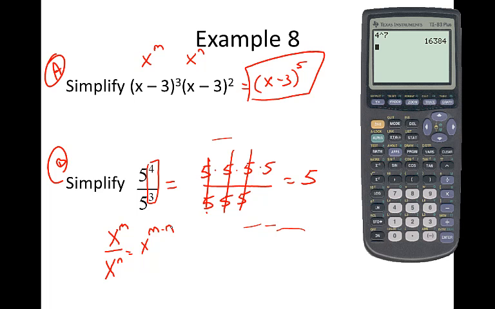5 raised to the 4 minus 3, which is 1, which is just a plain old 5. So again, these can get tricky. We do not cancel these out. It's really tempting to do that. I've had a hard time doing that. Don't cancel those 5s out.